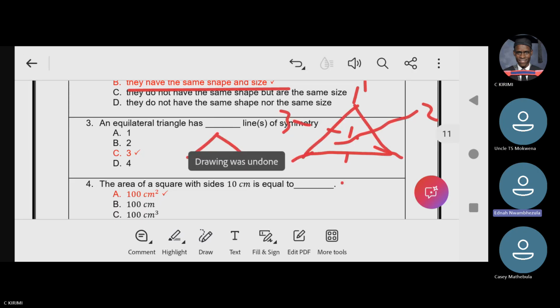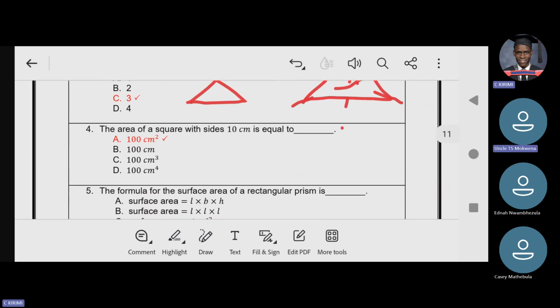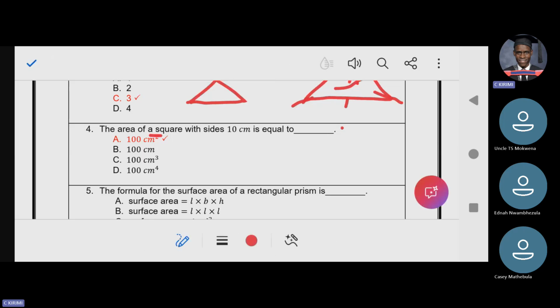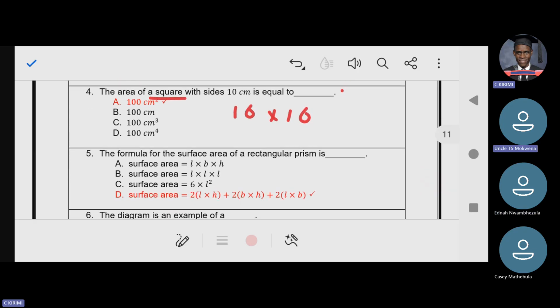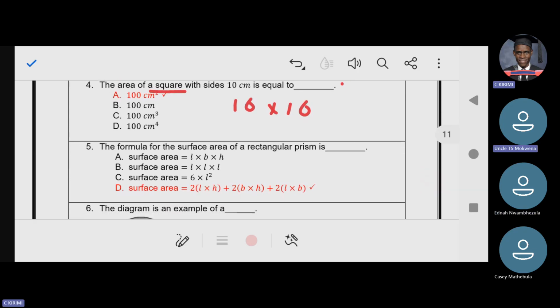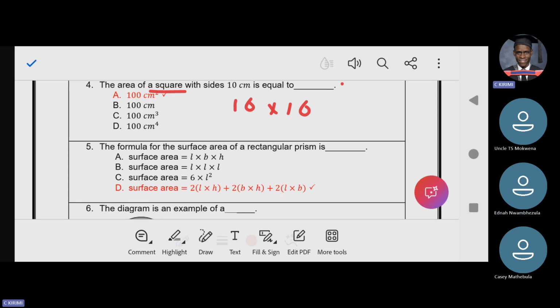All right. The area of a square with sides 10 centimeters. If it's area and you know it's a square, all sides are equal. So it's 10 times 10, which is 100 square centimeters. On the previous question paper for 2023, they asked about the surface area.